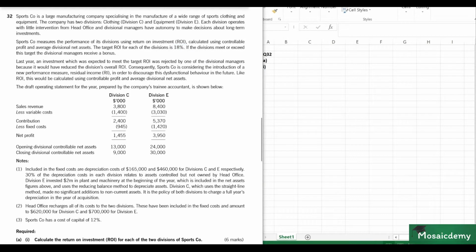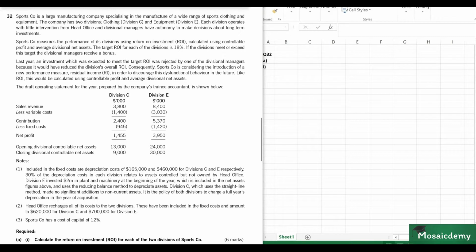Okay. Last year, an investment expected to meet the target ROI was rejected by one of the divisional managers because it would have reduced the division's overall ROI. So they're pretty much giving away what's happening and how the ROI was manipulated. Consequently, Sportsco is considering the introduction of a new performance measure, residual income, in order to discourage dysfunctional behavior in the future like this. This will be calculated using controllable profit and average divisional net assets, and the following operating statement has been prepared by a trainee accountant, and we're given all this data.